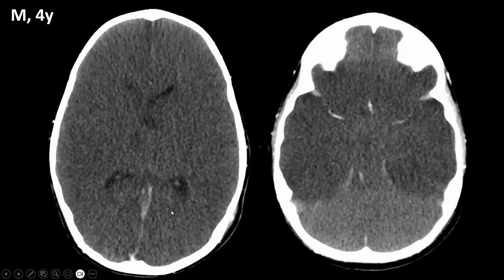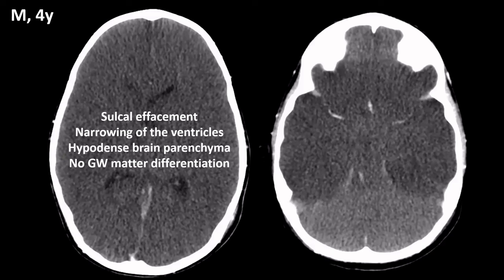This is a patient with diffuse brain edema, a 4-year-old boy who was found and suffered an incident, but I cannot really remember what it was, but whatever it was, it caused massive brain edema. This was a hypoxic ischemic encephalopathy. We see that the brain parenchyma is diffusely hypodense. There is complete sulcal effacement. The lateral ventricles are completely narrowed and there is no gray-white matter differentiation whatsoever.